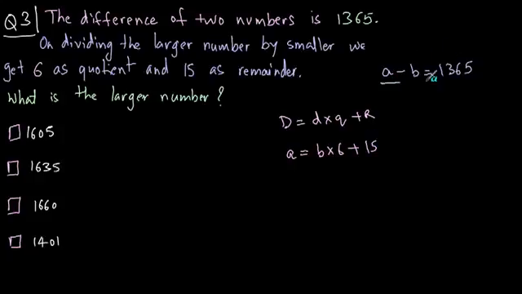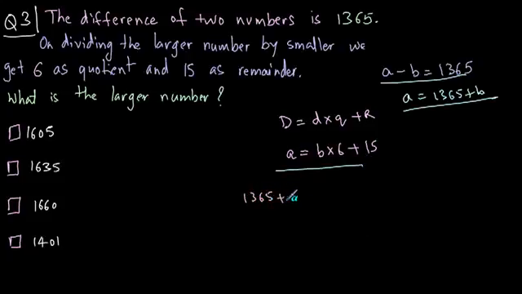So from this equation that we have, we get a is equal to 1365 plus b. Now we can equate these two equations. We have a on both the left hand side, so we can equate these equations. So we get 1365 plus b is equal to 6b plus 15.